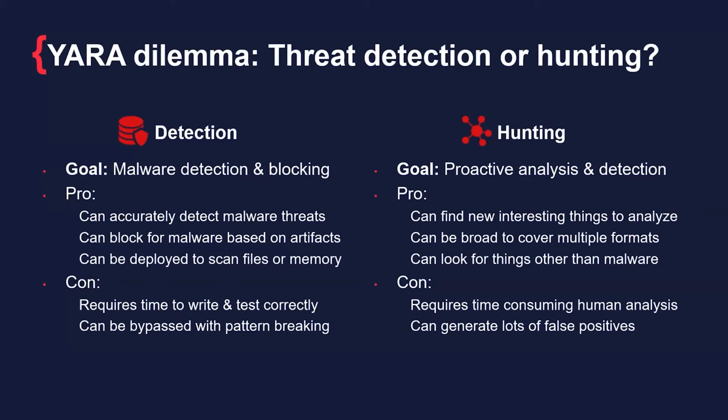So you want to be ahead of the threats instead of trying to keep up, basically. So both of those have their own pros and cons. For detections, pros are you can accurately detect malware threats if you create a sufficiently well-crafted rule, which doesn't yield many false positives. You can block malware based on either its code content or the artifacts it creates. Both are really nice options, and those rules can be deployed to scan either files on disk or contents of memory as well. So you can deploy them quite easily in many different scenarios to both detect and do blocking.